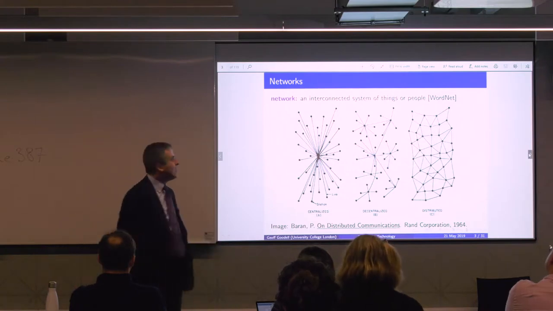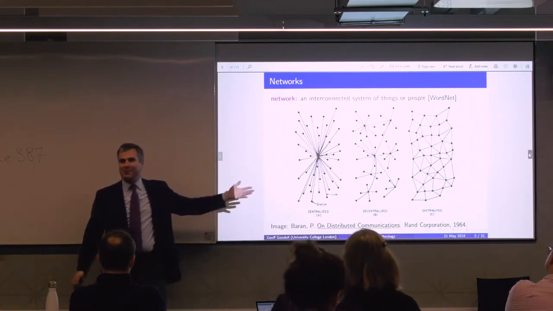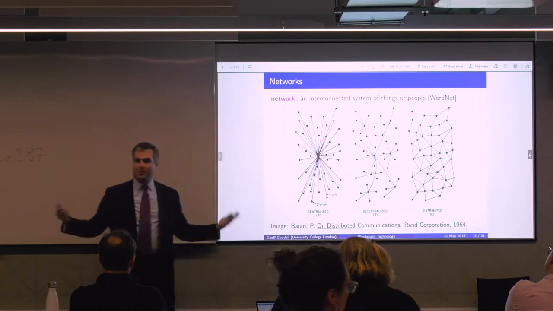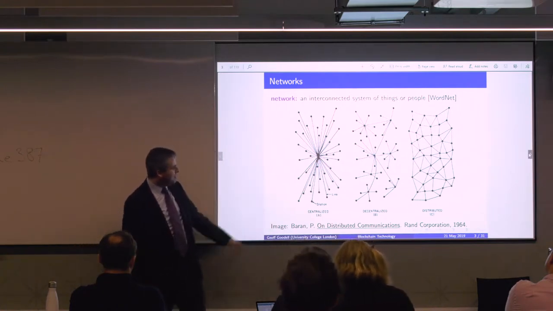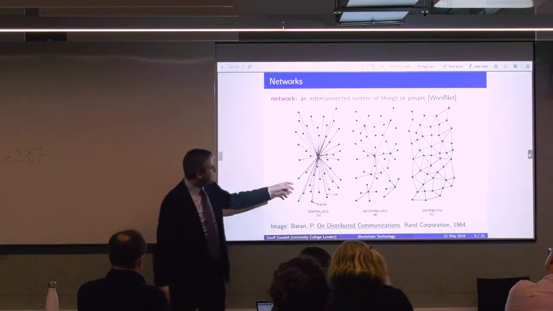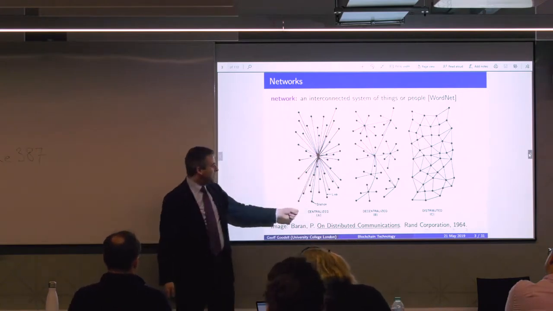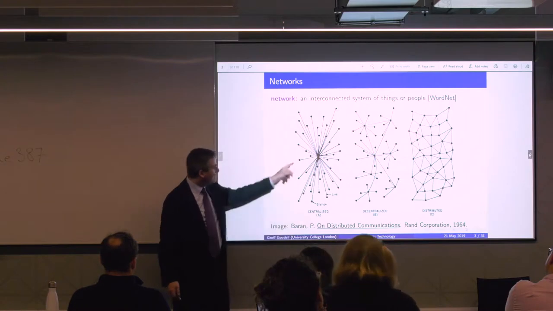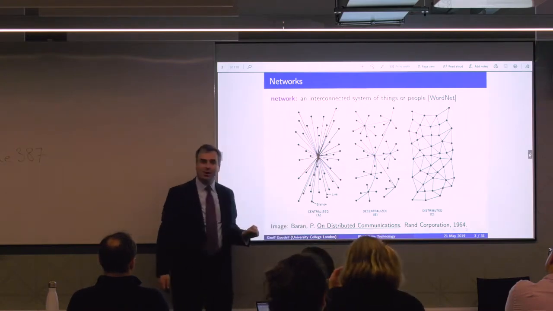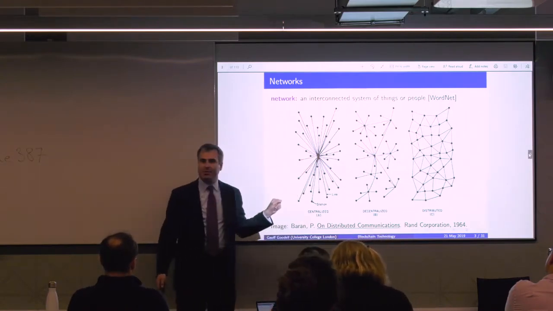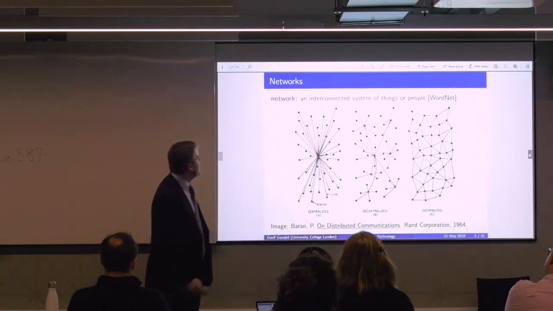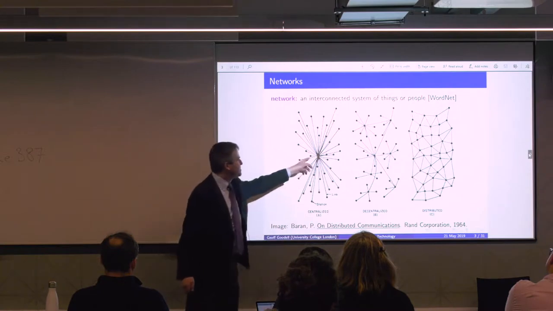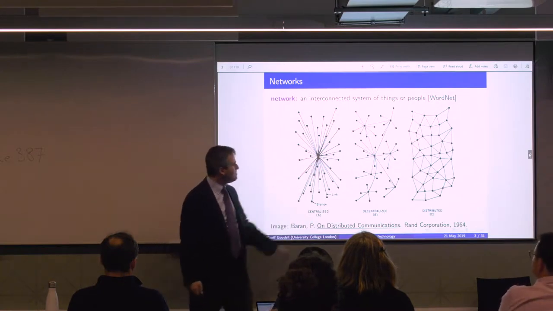So what is a network? Well, a network is just an interconnected system of things or people. And here are some classic examples from Paul Baran's work back in 1964. He shows an example of a centralized system where there is just one special hub point in the system, and everybody talks to that hub. And if the hub goes down, well, that's just tough. And everyone talks to that hub, so the hub is basically in control.